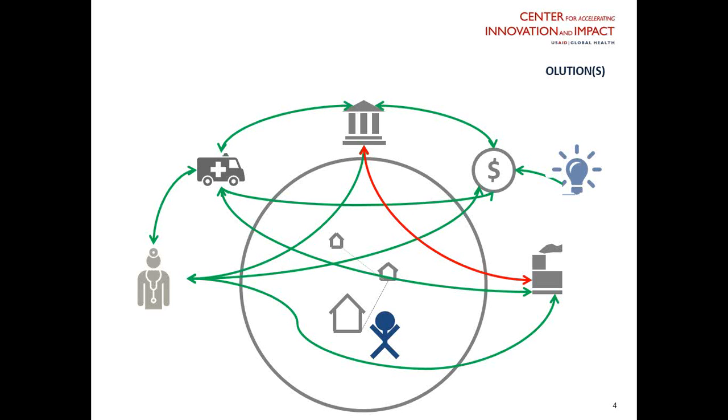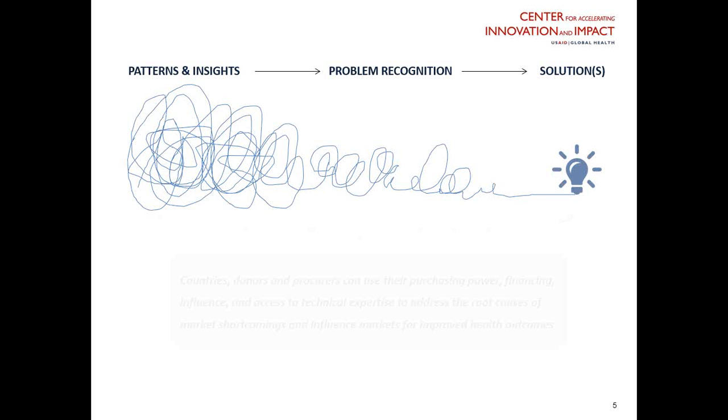Anytime there's a break in these interactions, which could be one or more, represented by this red arrow, then you may have an inefficient market that's producing suboptimal health outcomes. And that's what we're really trying to focus on with this market shaping approach. It's looking at how we strengthen the marketplace, the interactions between these important groups, so that we can increase access to health products for that end user.